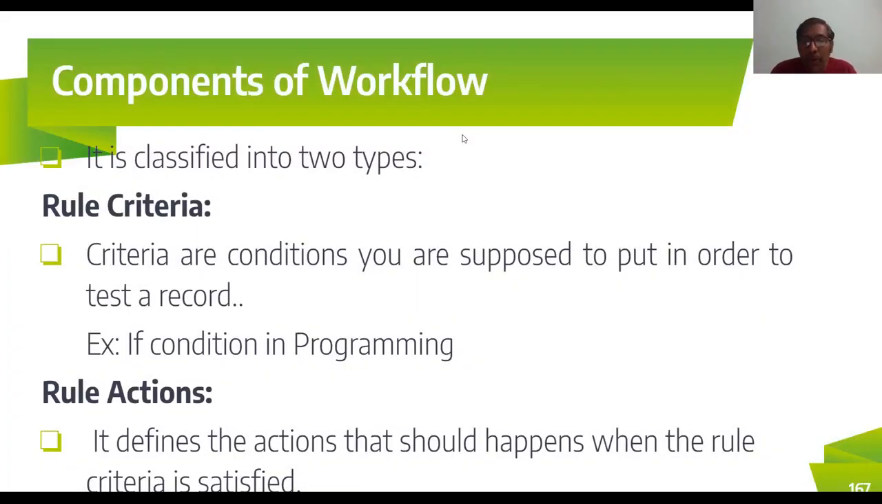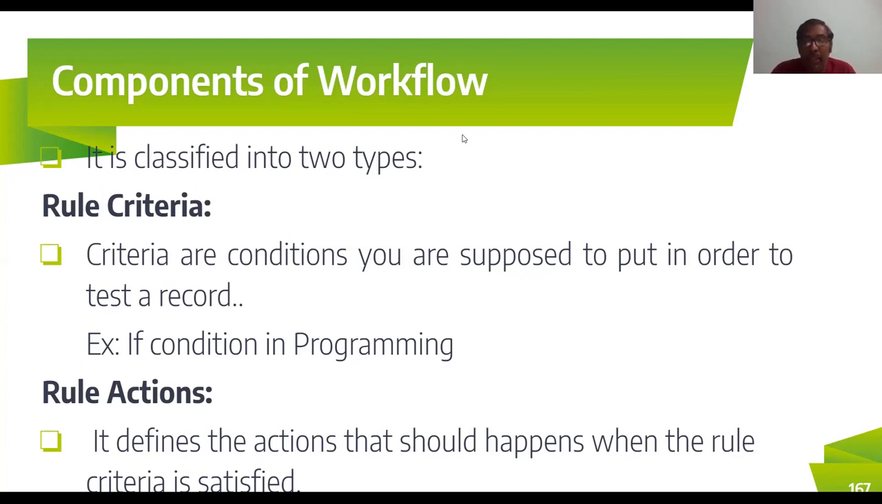So what are the components of workflow? It is classified into two types: one is rule criteria, the other is rule action. Rule criteria, as you know very well, is based on a condition to test a record. Basically, it is going to check the condition. The condition can be an expression, or a query, or anything. We are going to test the condition. It is similar to the conditions or expressions in a programming language. If the condition is true, the action would be performed.